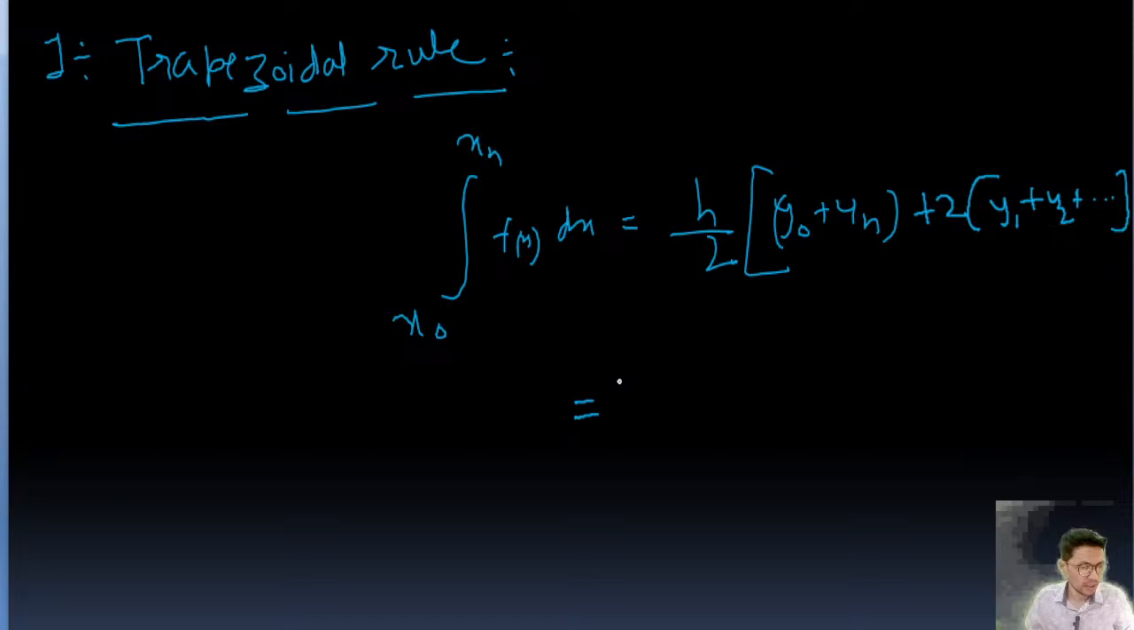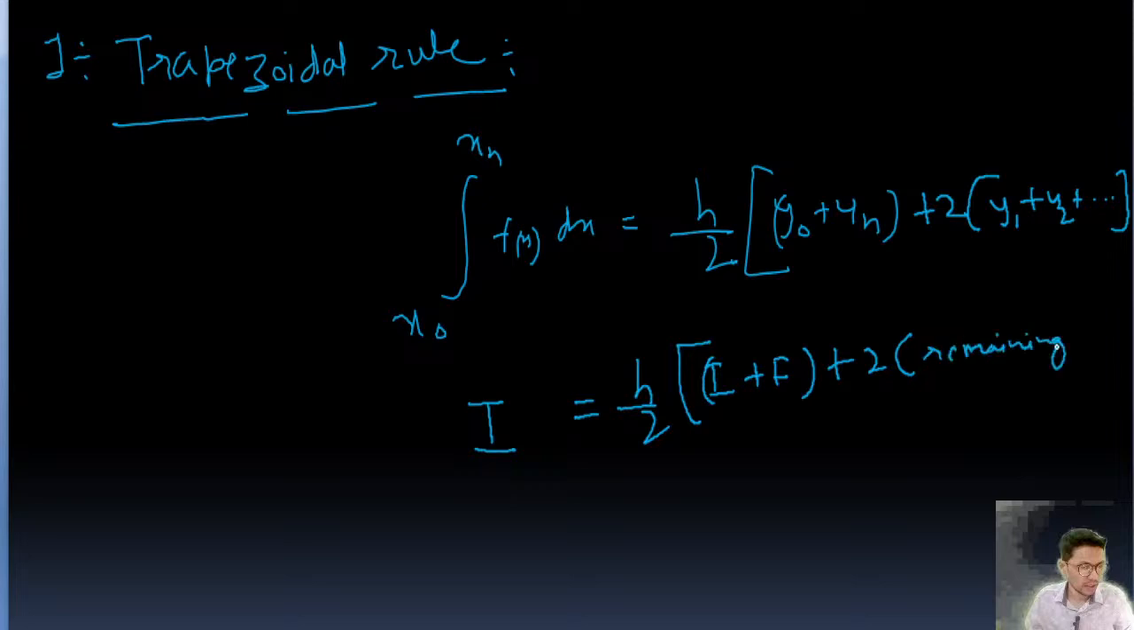Or we can write it like this: trapezoidal rule is I equal to h by 2 into initial term plus final term, plus 2 into all remaining terms. Very simple, right? This is the trapezoidal formula, guys. If we have such an integration, by the trapezoidal formula it is h by 2 into first term plus last term, then plus 2 into the sum of the remaining terms.